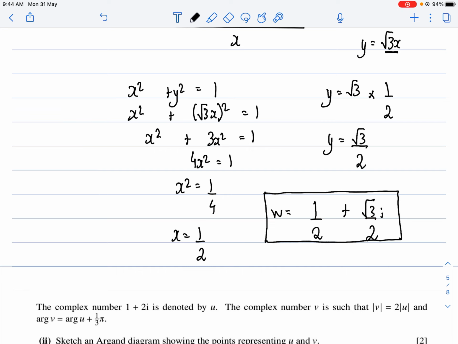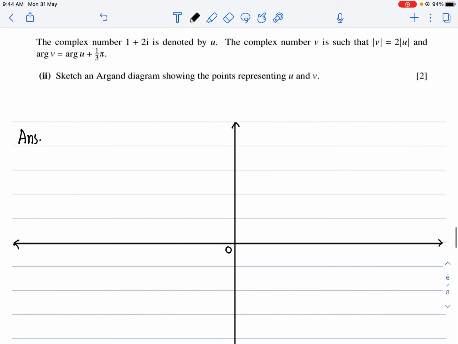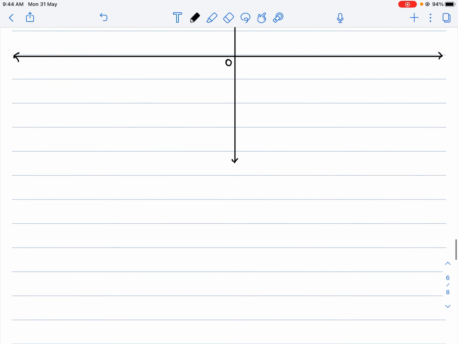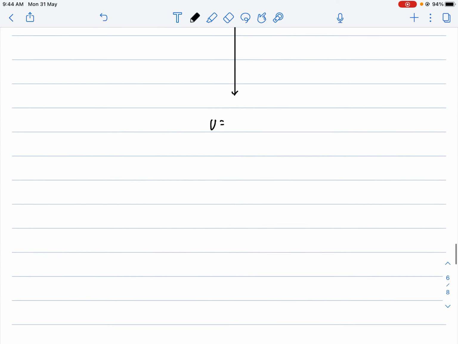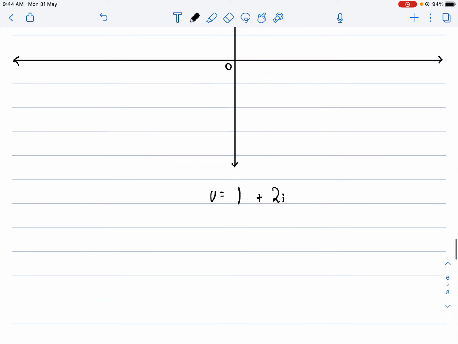Got it? Now, the complex number 1 plus 2i is denoted by u. The complex number v is such that the mod of v is equal to 2 times the mod of u, and the argument of v is equal to the argument of u plus 1 over 3 pi. So let's focus on u first. U, I know, is simply 1 plus 2i. Correct? This is what I know.